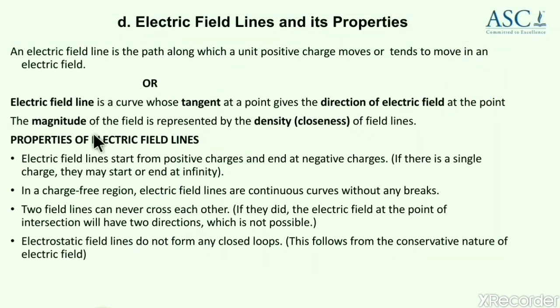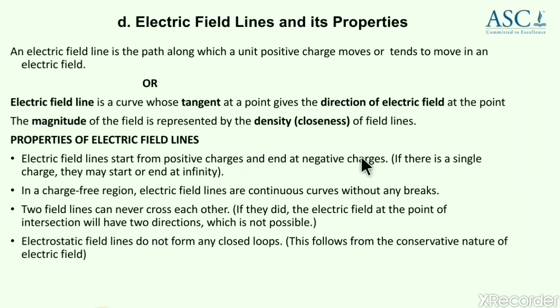Now to understand it further, let us discuss the properties of electric field lines. First property: electric field lines start from positive charges and end at negative charges. If there is a single charge, they may start or end at infinity.